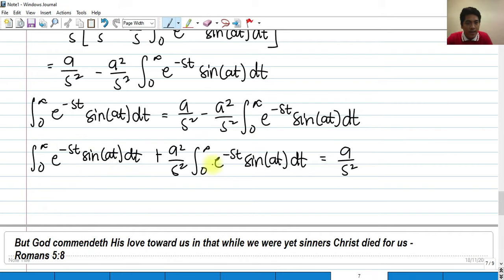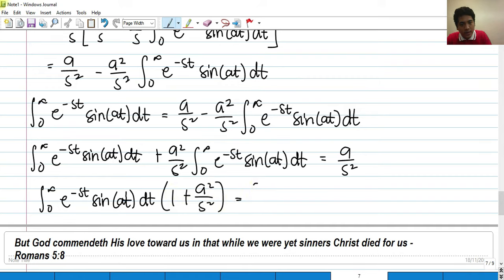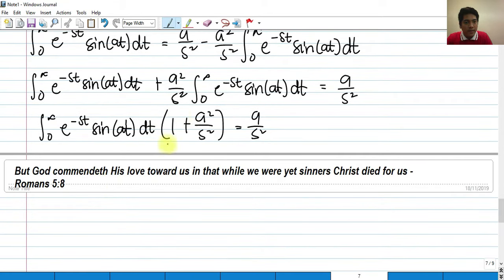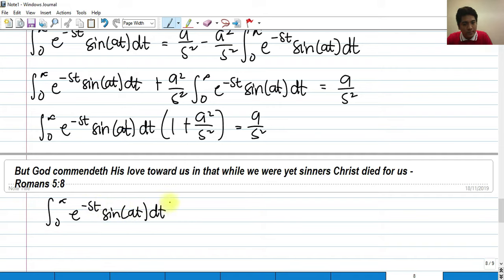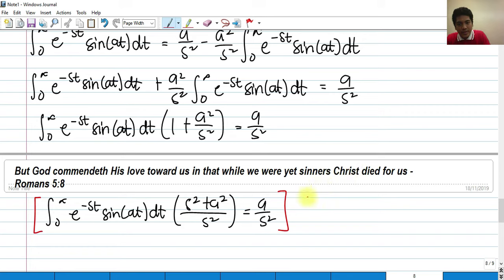And I can factor out this integral because it's common to both terms. So we have the integral from 0 to infinity of e raised to negative st sine of at dt multiplied by 1 plus a squared over s squared, equal to a over s squared. If we simplify that, that would be s squared plus a squared over s squared is equal to a over s squared. What we are trying to find is the integral of this, so I can isolate it to find the Laplace transform of sine. I can multiply this by the reciprocal, which is s squared over s squared plus a squared.